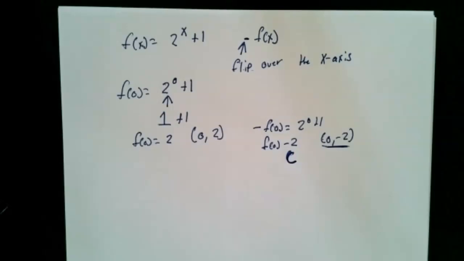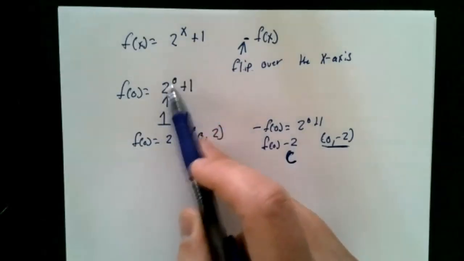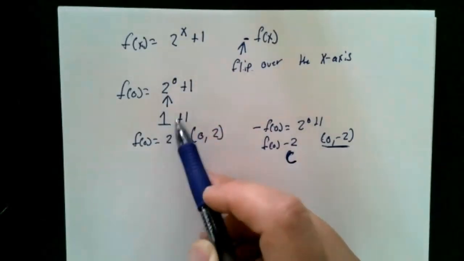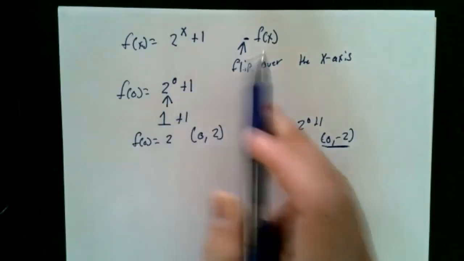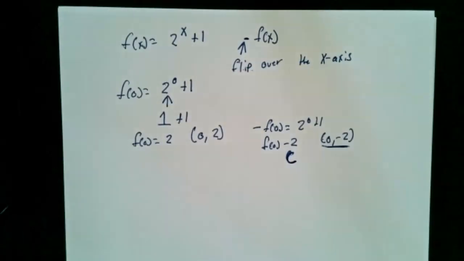Okay, this, like I said, comes from the SAT with no calculator, so there's no reason to plug it into a calculator. If we're able to find the y-intercept and knowing that anything to the 0 power is equal to 1, 1 plus 1 is 2, and then knowing the reflection, it's a pretty simple problem. We're just looking for the point (0, -2).